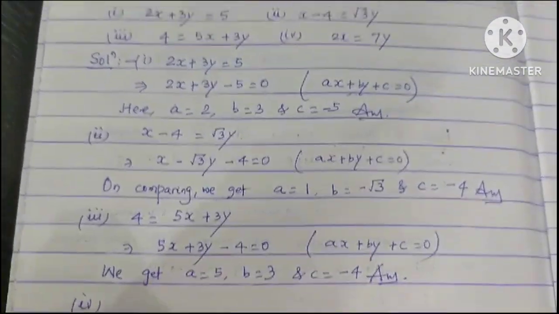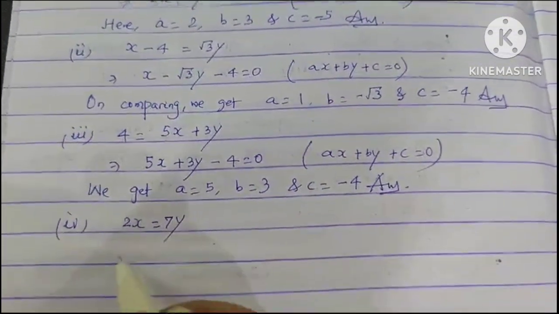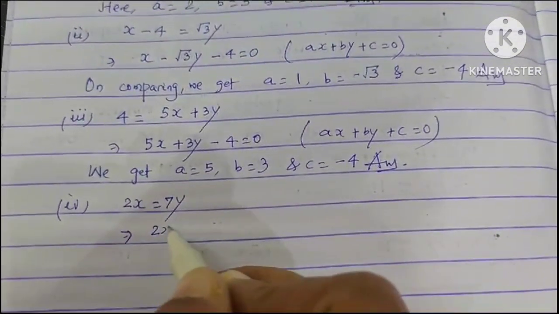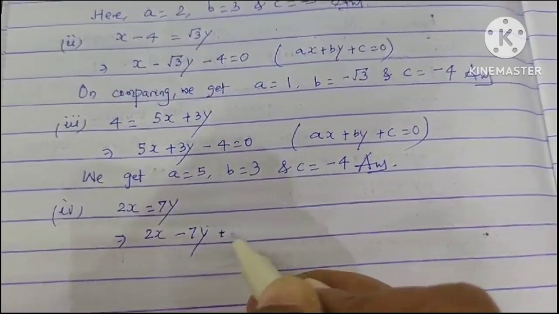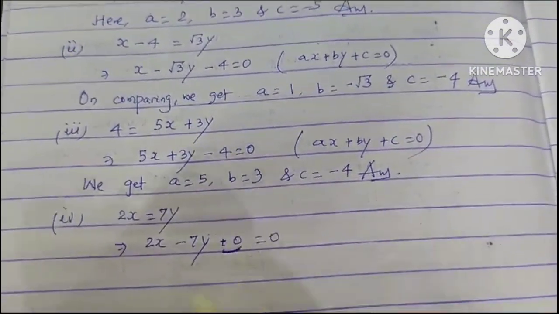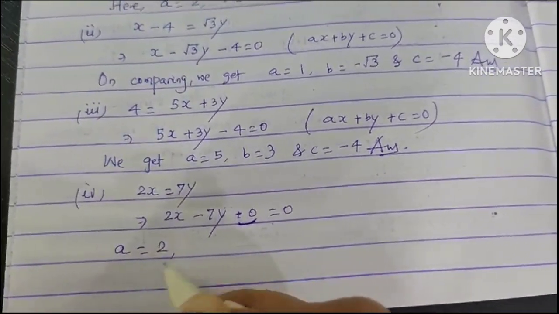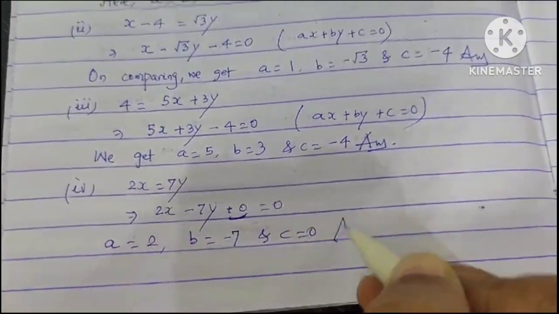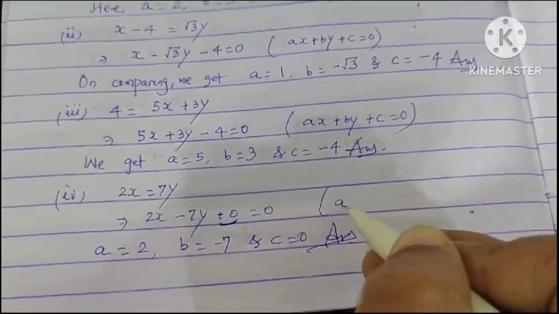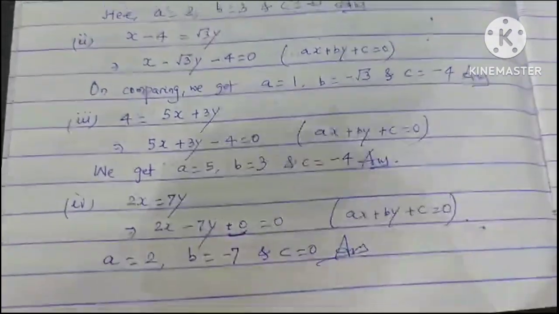Now let us do the fourth one. 2x is equal to 7y. Let us write this in the standard form. The standard form will be 2x minus 7y plus 0 is equal to 0, or you can omit the 0. But when you compare, you get a is equal to 2, b equal to minus 7 and c is equal to 0. ax plus by plus c is equal to 0.